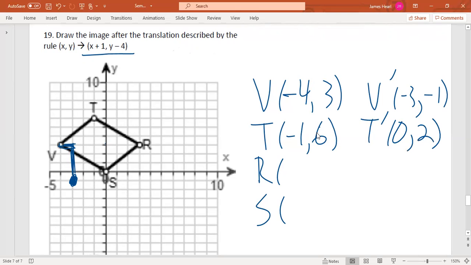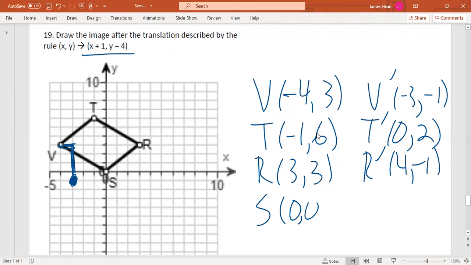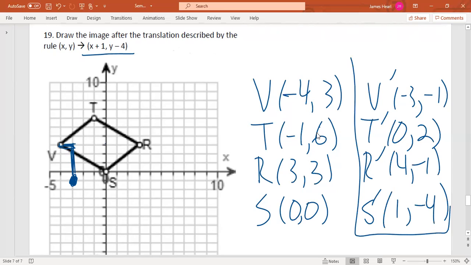R is located at 3, 3. So R prime, if we add 1, we're at 4. If we subtract 4, we're down to -1. S is centered at the origin. So if we take it and add 1, we're at 1. We subtract 4, we're at -4. If you graph these 4 points, they will be the entire picture moved 1 step to the right and 4 steps down.